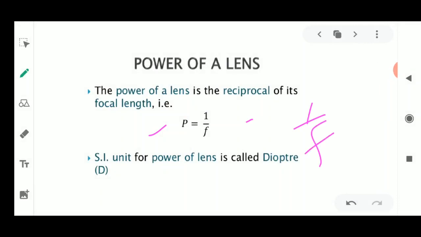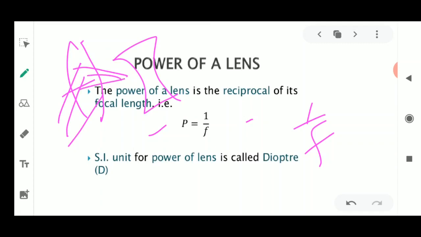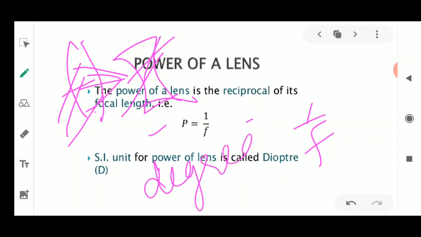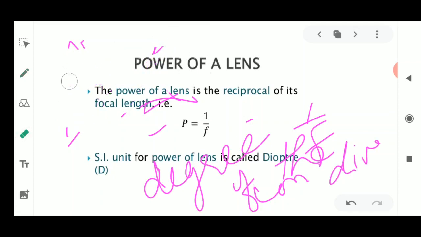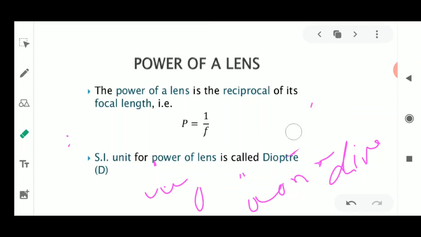The power of the lens is measured as the degree of convergence or divergence of the light falling on it. Whenever light falls on a concave or a convex lens, how much it is converged by the convex lens and how much it is diverged by the concave lens is the measurement. If it is a concave lens, we measure the divergence power, and if it is a convex lens, we measure the convergence power.